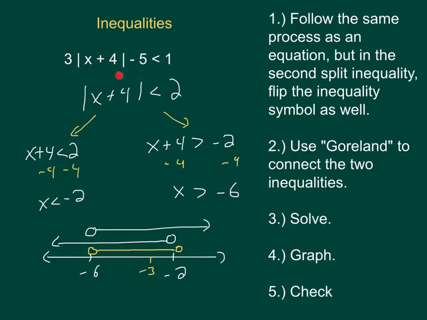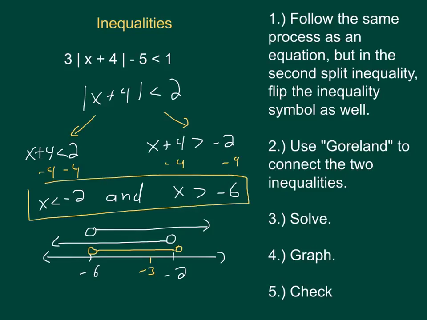Gorland tells us what to use. If our original inequality right before the split is a less than, which starts with L, we're going to use "and." If it was a greater than, again right before the split, greater than starts with G, we'd use "or." So in this case, for my solution, I would say that x is less than negative 2 and x is greater than negative 6.